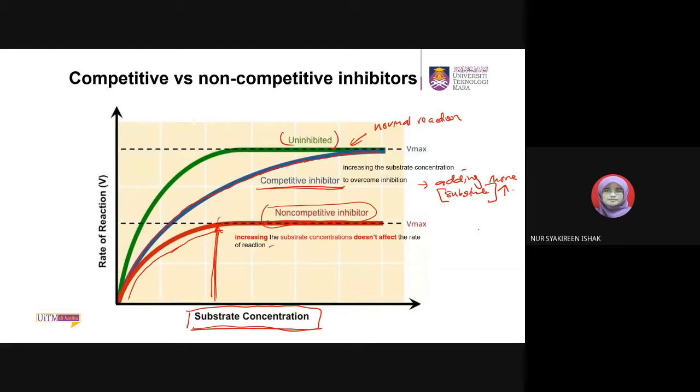So you have to know the difference between graph 1, graph 2, and also graph 3. Okay, so you have to know which reaction is the normal reaction, which reaction occurs in the presence of competitive inhibitors, which reaction occurs in the presence of non-competitive inhibitors.